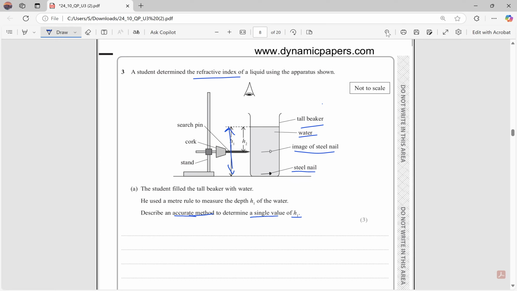And we have to say an accurate method to determine a single value, which means we cannot mention take repeats because it's just for a single value. So of course, the best way to measure this height would be to use a meter rule. So you place a meter rule here and measure the height. But there are certain precautions to how to use the meter rule. Even though it's a very simple apparatus, there could still be some errors while using it.